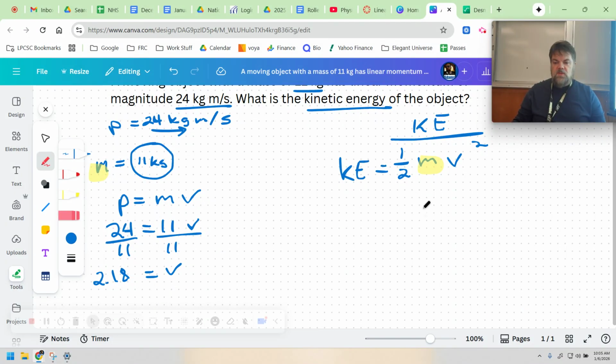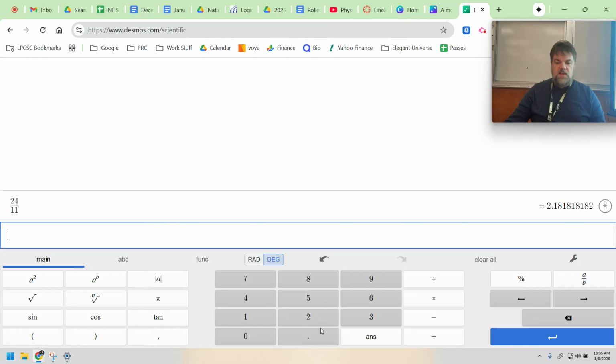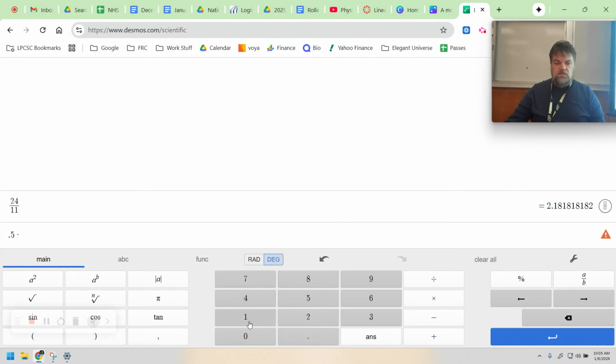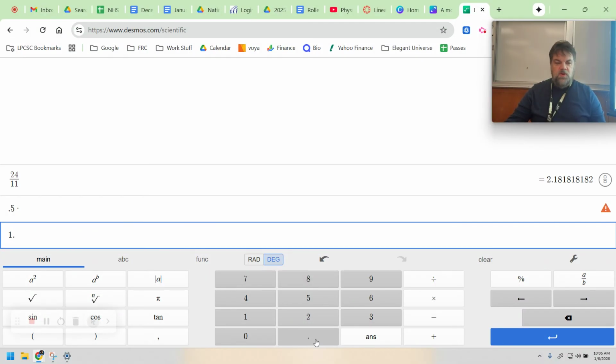So then to find the kinetic energy, remember that the kinetic energy is equal to 1/2 times the mass times the velocity squared. So I'm going to do the same thing in Desmos. I'm going to say 0.5 times the mass, which is 11, times 2.18 squared.